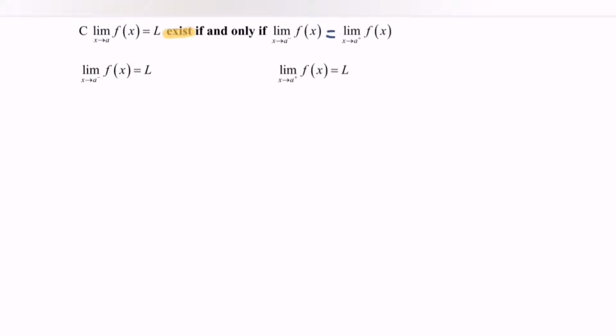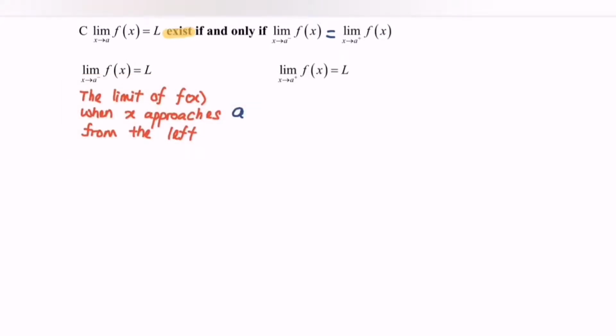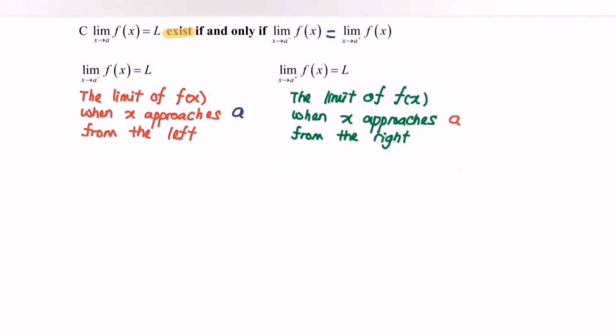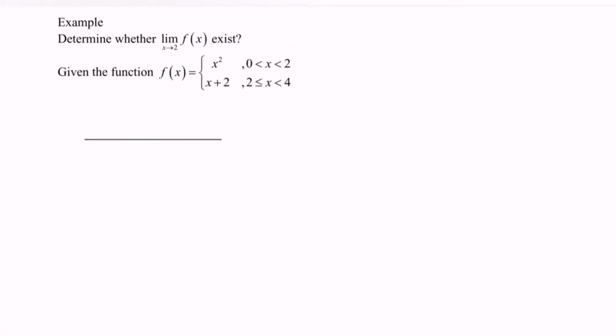Kindly refer to the left-hand side. We have the limit of function f(x) when x approaches a from the left. Kindly refer to the right-hand side, and we have the limit of the function f(x) when x approaches a from the right. For the left, the sign will be negative. If the situation is the right, the sign will be positive. So here we have an example for the situation, limit from the left or from the right.